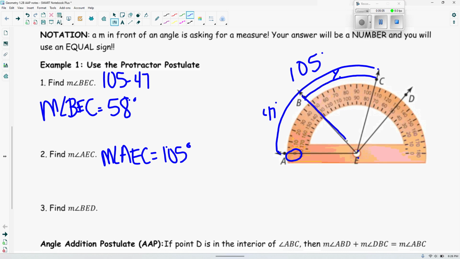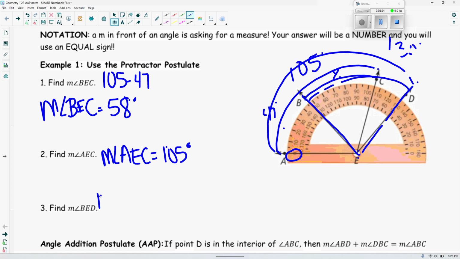All right. The last one using this picture, the measure of angle BED. So BE to D. Again, if I started at A and I went all the way to D, I see that that is 130 degrees. I just want from B to D, so I would again take out the 47. So I would say 130 minus 47. And so the measure of angle BED is equal to 83 degrees.